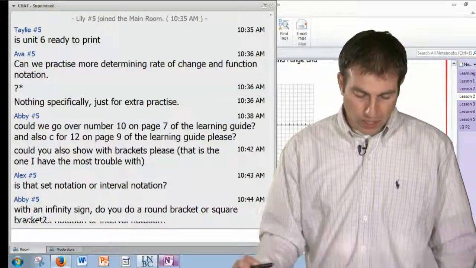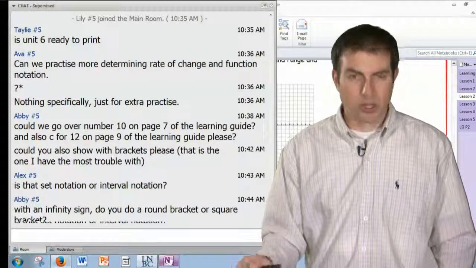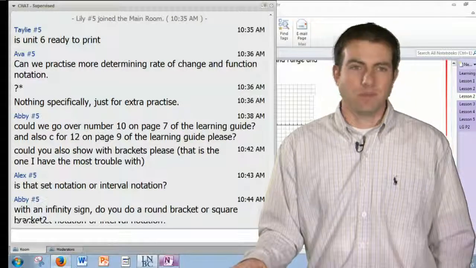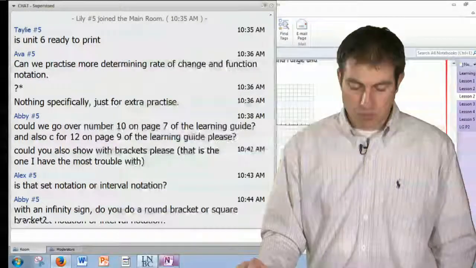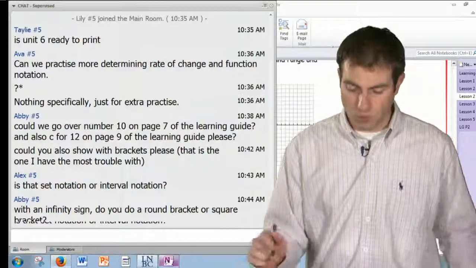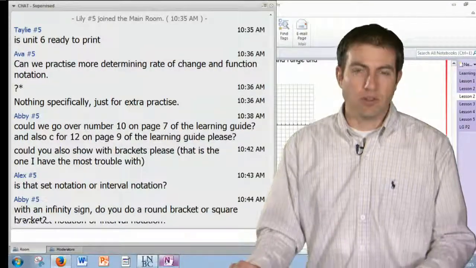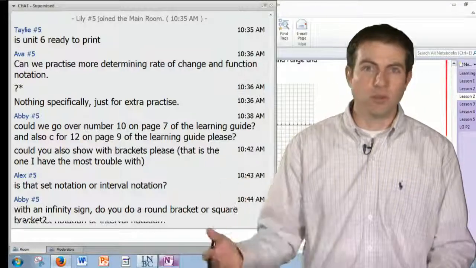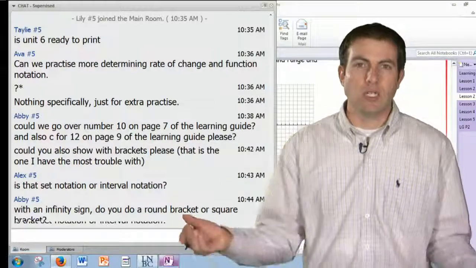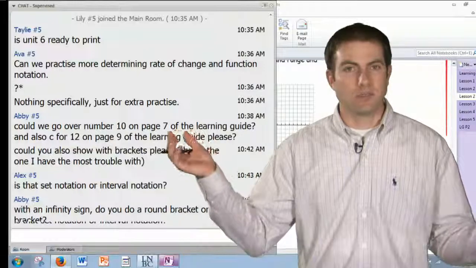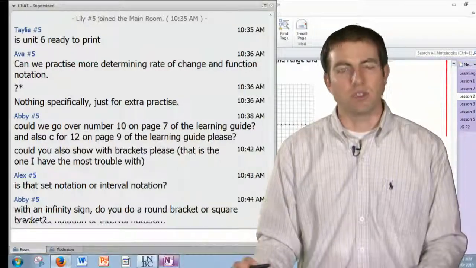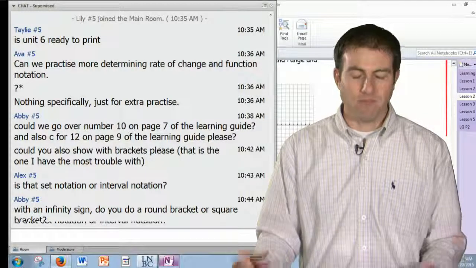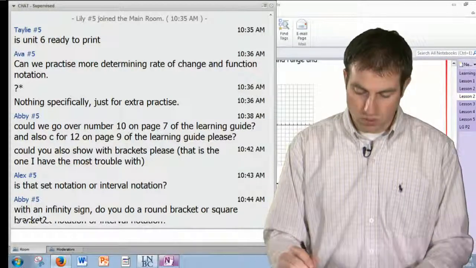And then with an infinity sign, do you use a round bracket or a square bracket? You could use either. Generally speaking, with infinity, we're going to use a round one. The reason is that if you use a square, that's implying that it's equal to infinity. But how can you be equal to something that's just infinite? It doesn't really make a lot of sense. So it makes a little bit more sense to use a round one for anything that's going to infinity.